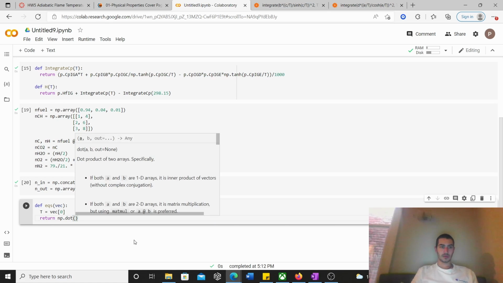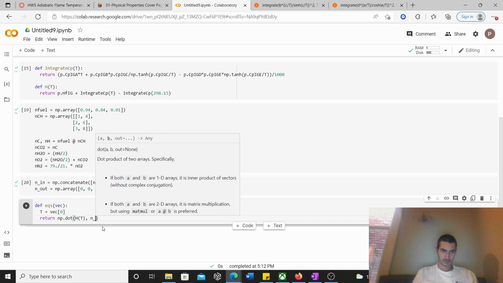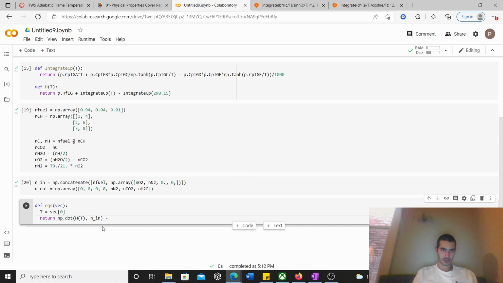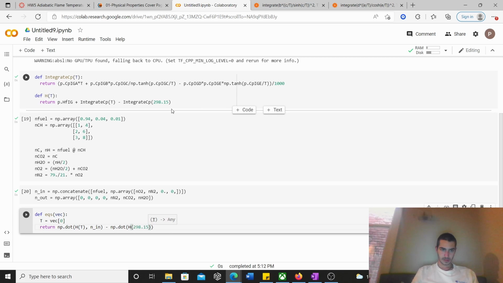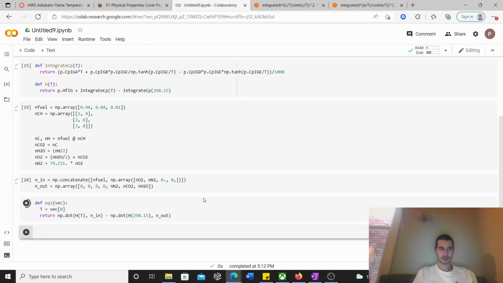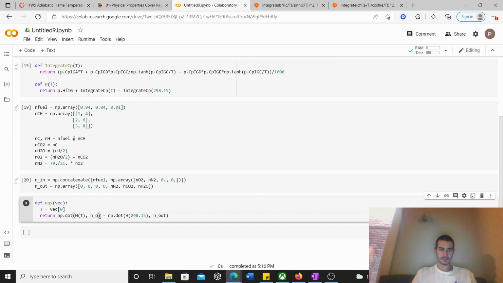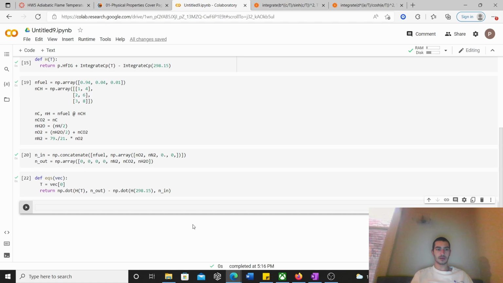and then within it we're going to multiply the enthalpy at T with n in, and we're going to subtract the other np.dot, where we have H at the original temperature value, which is 298 Kelvin, right? With n out, right? And there we have it. We have our function with our return values. Or actually, we should have this being the amount of moles coming out and this being the amount of moles coming in, right? So now that we have our equations, we are able to use it to find our temperature, right?